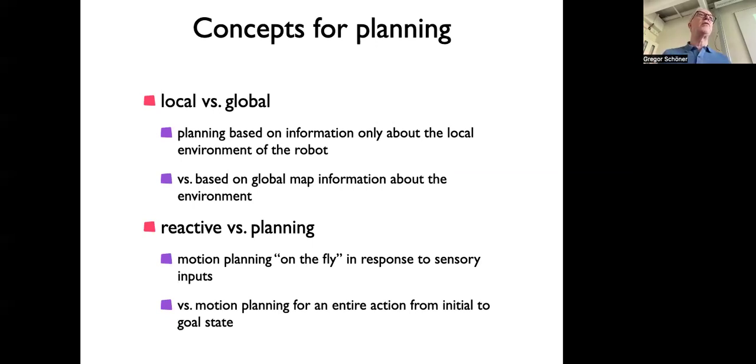And so if you have a map that resulted from SLAM, you could do global planning. That is, you could choose, for instance, if you have a choice between two ways to avoid barriers, you could choose the one that will lead you to your target later on, when you're further along the path. That would be a global plan.